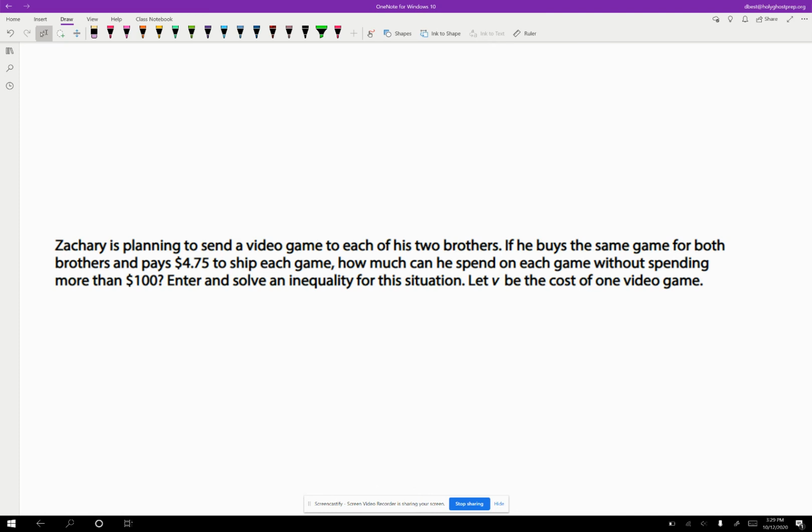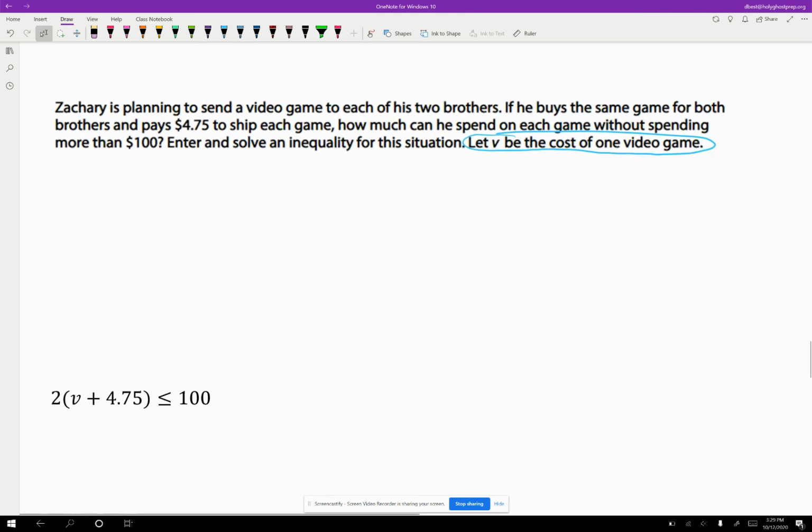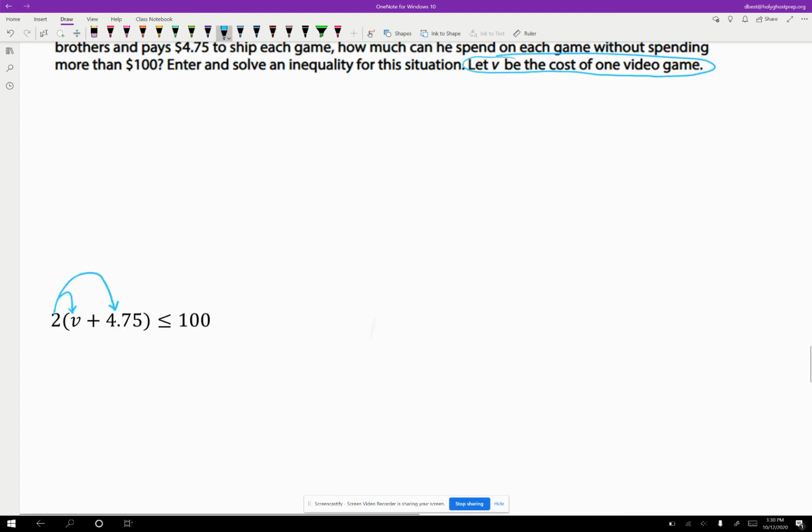All right, I want you to try and write an inequality for this problem. So read it, reread it, and try to come up with an inequality where V is the cost of one video game. All right, here's the inequality I came up with. I have 2 times V plus 4.75 is less than or equal to 100. So I have 2 on the outside because I'm buying 2 games, one for each brother, times the cost of each video game plus 2 times the cost of shipping.